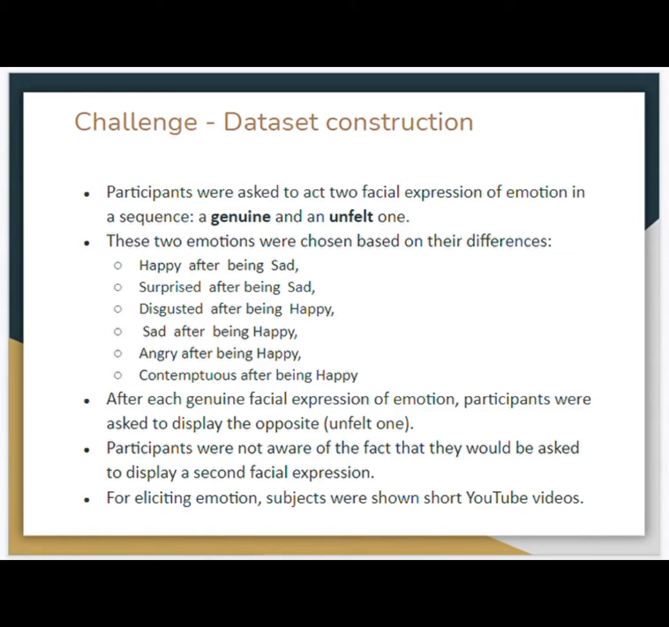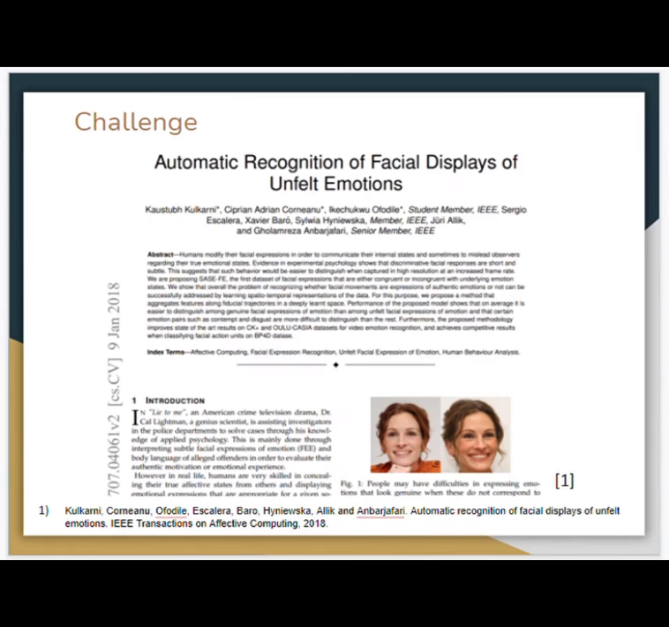Participants were asked to act two facial expressions of emotion in a sequence, a genuine one and an untitled one. These two emotions were based on their differences. After each genuine facial expression of emotion, participants were asked to display the opposite. Participants were not aware of the fact that they would be asked to display a second facial expression. The challenge was followed by a paper that proposed a machine learning system that used microexpressions information to perform a classification.